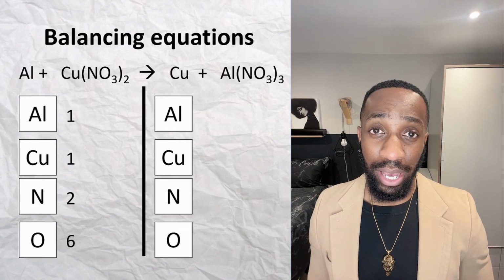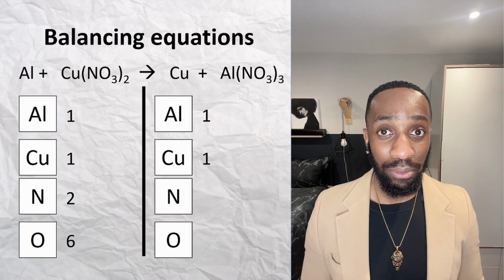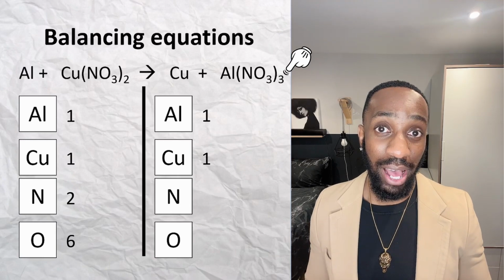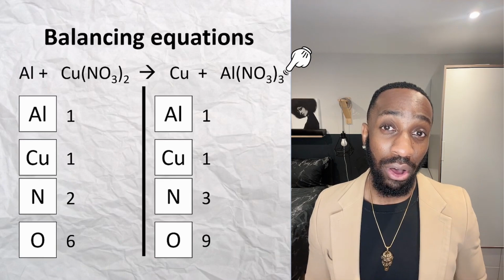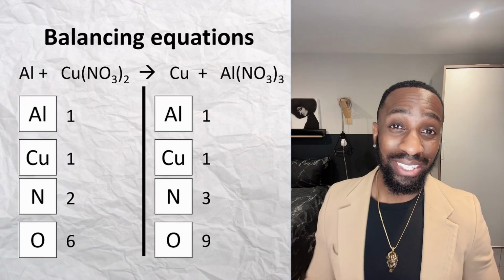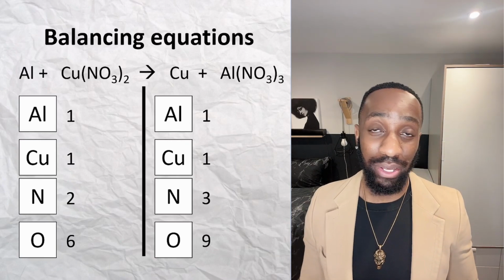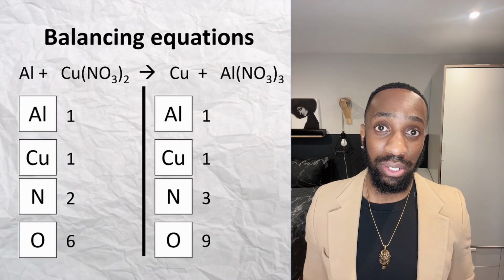On the product side, we also have 1 aluminium and 1 copper, but the nitrate now has been multiplied by 3. So everything within the nitrate has been multiplied by 3. So we have 3 nitrogens and 9 oxygens. So far, so good? Whenever you get a situation like this, what I recommend is looking at what you've multiplied your nitrates or your polyatomic ions by and swap the numbers on either side.